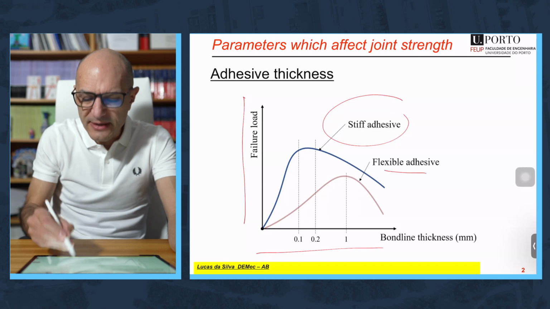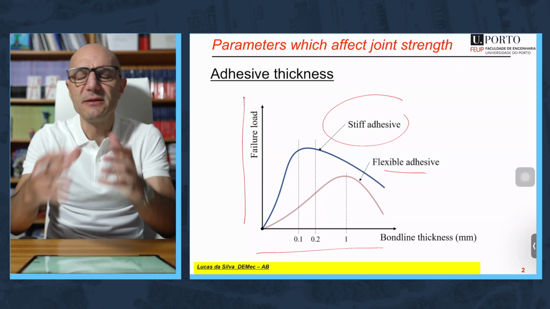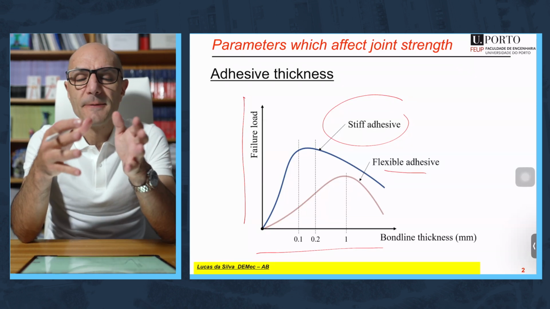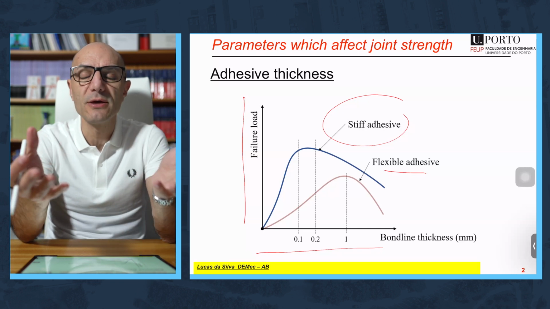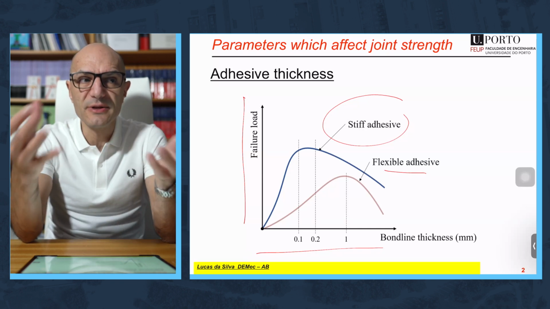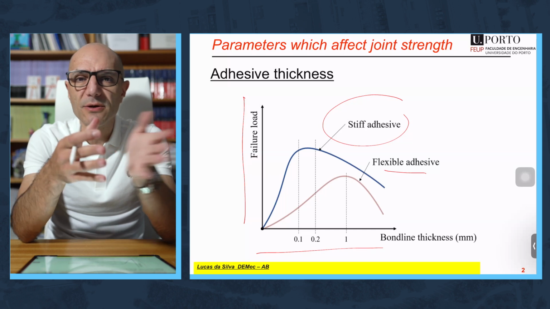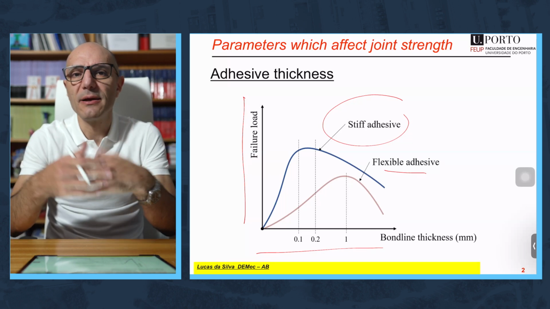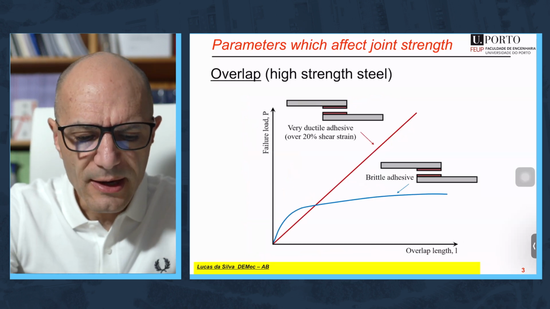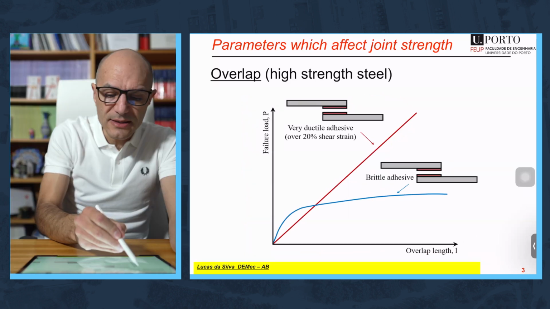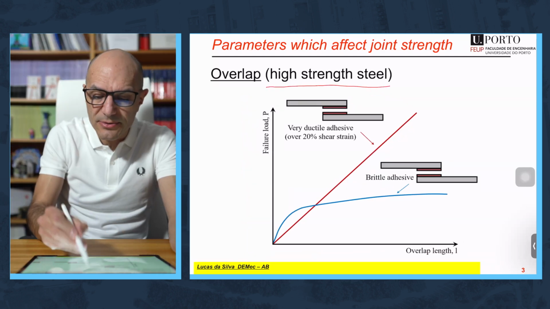Now, for flexible and elastic adhesives, it might not be 0.1, because these adhesives can distribute the load better and make better use of the adhesive that we put. It might be larger, a thicker bond line. Okay, let's see now the overlap, and let's start with the case where we have high strength steel.